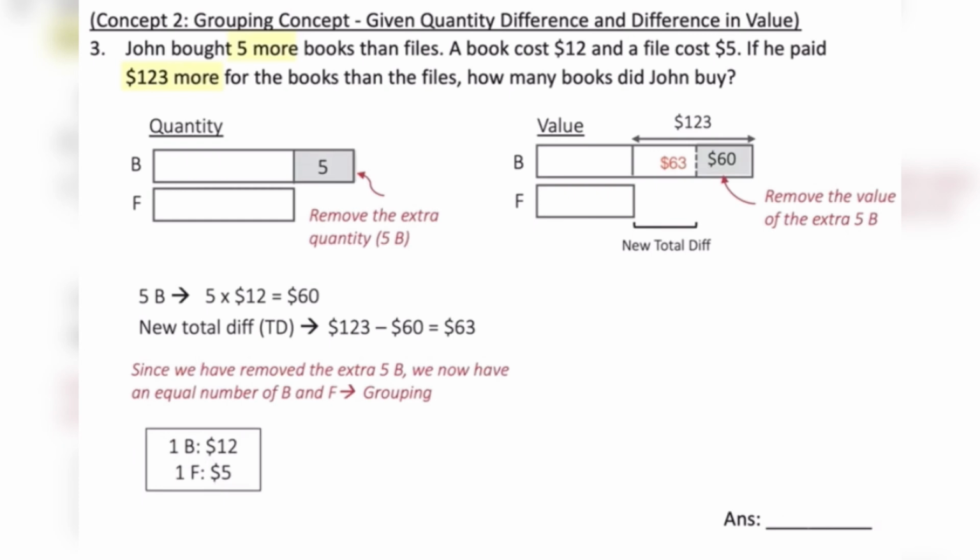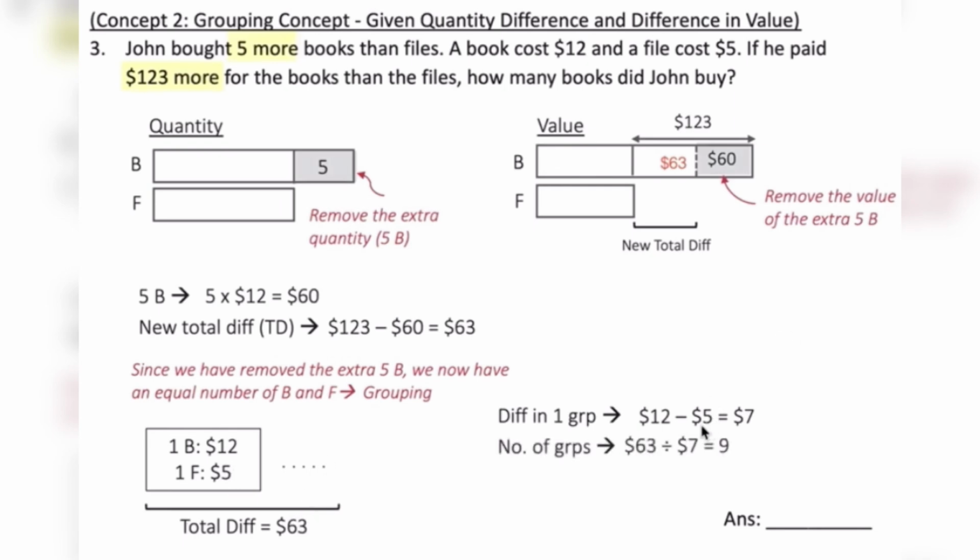Take note, it's a total difference. So the difference in one group is 12 minus 5. If all these differences add up, it must be equal to the total difference of $63. Any question? So the difference in one group is $7, 12 minus 5. The total difference is made up of the differences in all the groups added up together to get 63. So if I use 63 divided by $7, I'll get the number of groups, 9, which means this is 9.